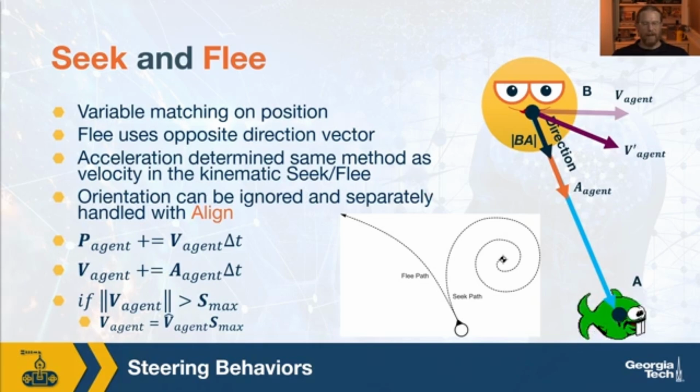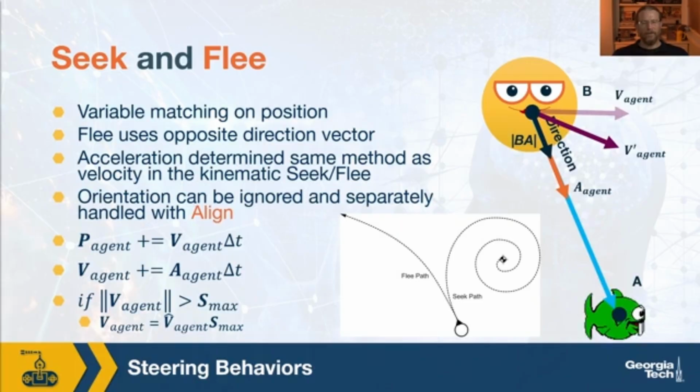Now, next, after updating the position according to velocity and the velocity according to the acceleration, we can then check if the speed of the agent has gotten too high. So that's going to be taking the magnitude of the resulting velocity vector, and then we'll just have information stored about what's the maximum speed the agent can go.